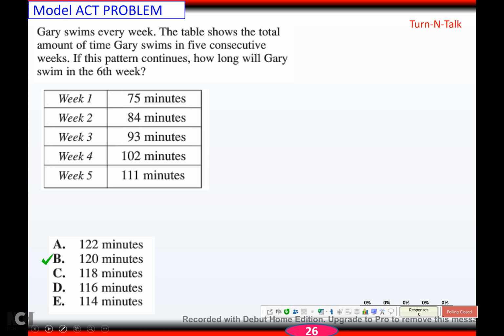And hopefully you got 120. Gary swims every week. The table shows the total amount of time Gary swims in 5 consecutive weeks. If this pattern continues, how long will Gary swim in the 6th week? Well, I'm thinking arithmetic, or I'm going to try anyway. It's easiest to test. 84 minus 75 is 9. 93 minus 84 is 9. 102 minus 93 is 9. So my pattern is it's going up by 9. So for week 6, I add 9, and that gives me 120 minutes.